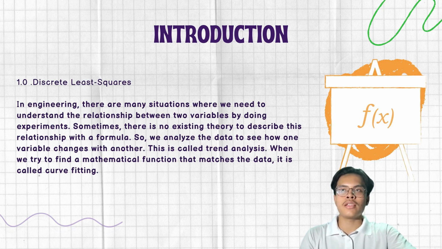Curve fitting is a process of finding equations that best match the data collected from experiments. There are two main methods used in curve fitting. First is the least squares method, which is used when the data has some error, and the interpolation method, used when the data is assumed to be exact with no error.